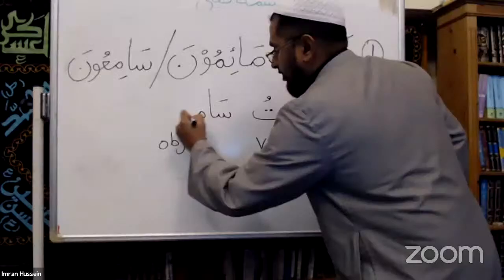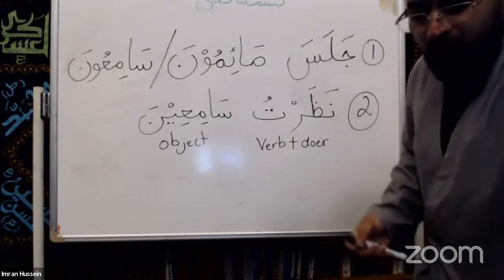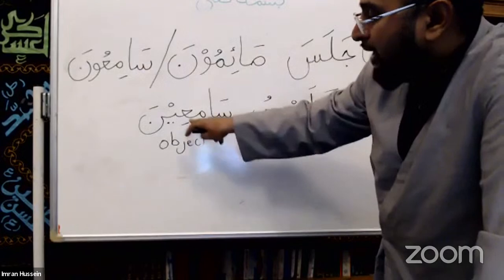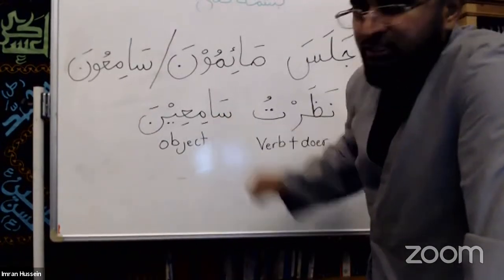So, sir, when the noun comes as the object, it is ina in plural. And if it comes as the doer of the verb, it comes as una. Is it that way? Nadartu sami'ina. So this is why we do it. Nadartu sami'ina. From sami'una becomes sami'ina. Okay? This is the reason why.